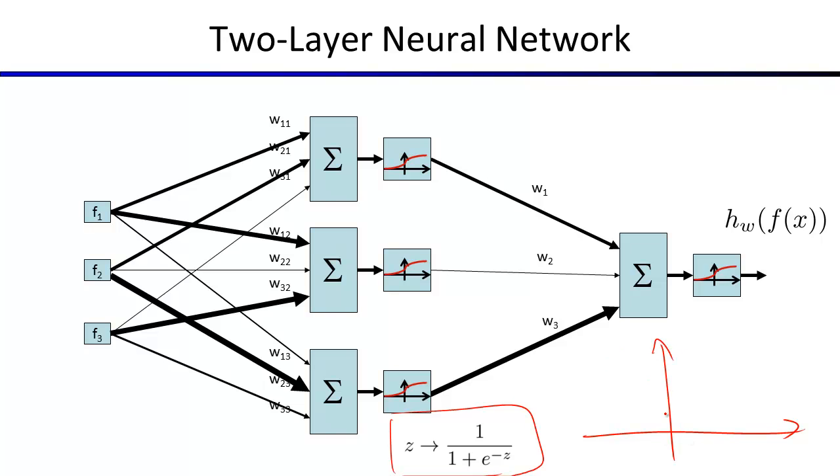Instead of something that's 0 or 1, you have something that interpolates between 0 and 1. When you're close to negative infinity, it gets close to 0. When you're close to positive infinity, it's close to 1. And in between, it interpolates between 0 and 1.